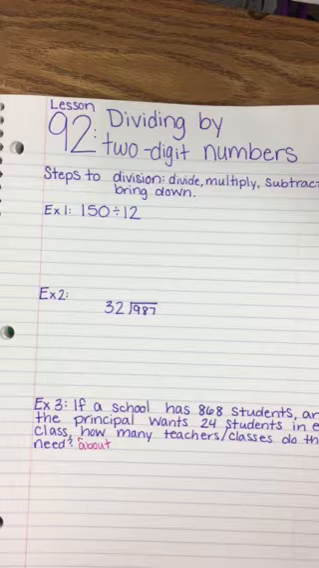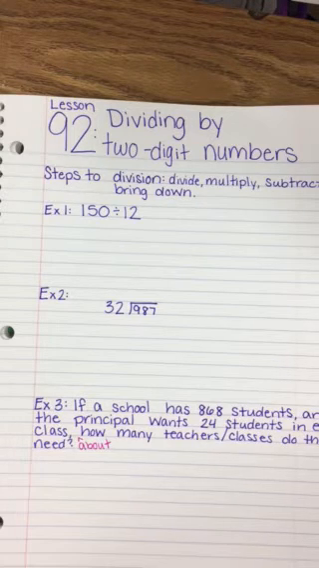144 players signed up for soccer. If the players were separated into 12 equal teams, how many players would there be on each team? That, my friends, is a real-life problem that someday you might need to solve. And so this is a very interesting and very useful skill to have. You need to know how to divide by two-digit numbers. So we're going to learn today.